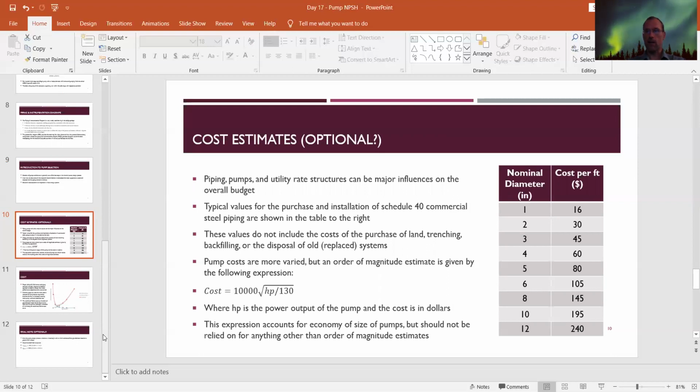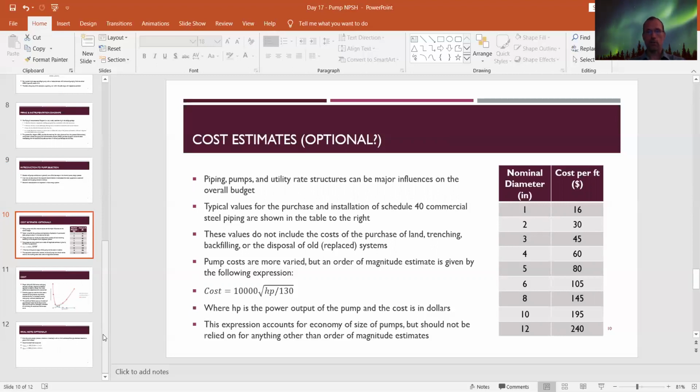So based on diameter, the larger diameter obviously is going to have more cost per foot, but at the same time, you'll be able to move more fluid through there more easily. So this is just values for purchase and installation. It doesn't include other things associated with the piping network, like the purchase of land, any sort of trenching, you need to bury these pipes, backfilling, disposal of old systems. So this is just straight up for the new set of pipes as well as their installation.